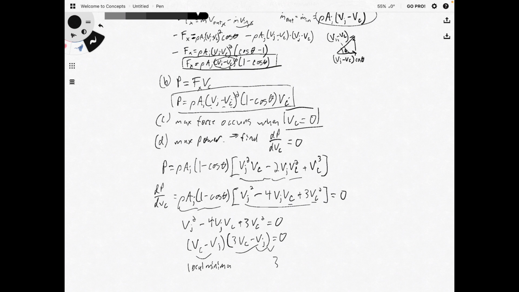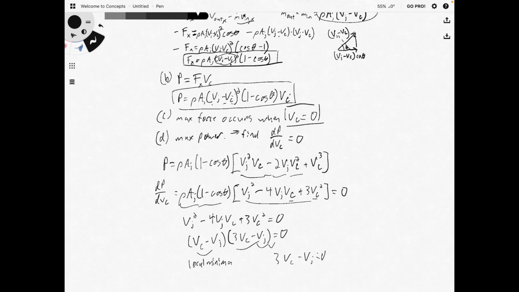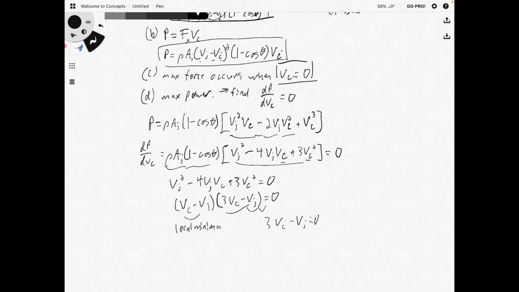And so this is 3Vc minus Vj is equal to 0, so therefore we have 3Vc is equal to Vj, or Vc is equal to Vj over 3.